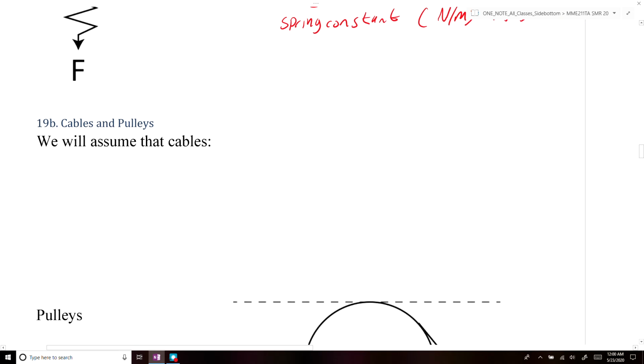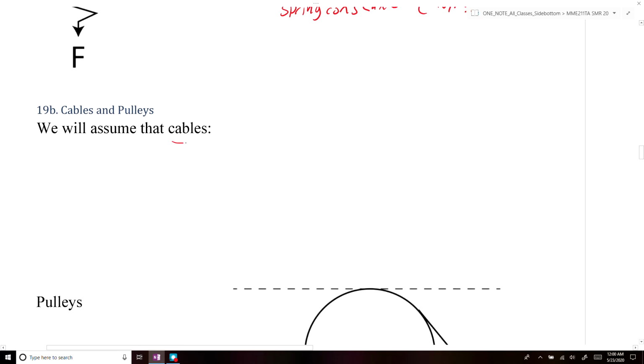Another common type of component are cables. We will assume that cables follow the following laws. We'll assume that all cables in this class have negligible weight. So we're going to pretend that the cables have no weight on them, or the weight is insignificant. We'll assume that all the cables will not stretch due to the forces being applied to them. And cables can only support tensile forces. This is not really an assumption, this is just a fact.